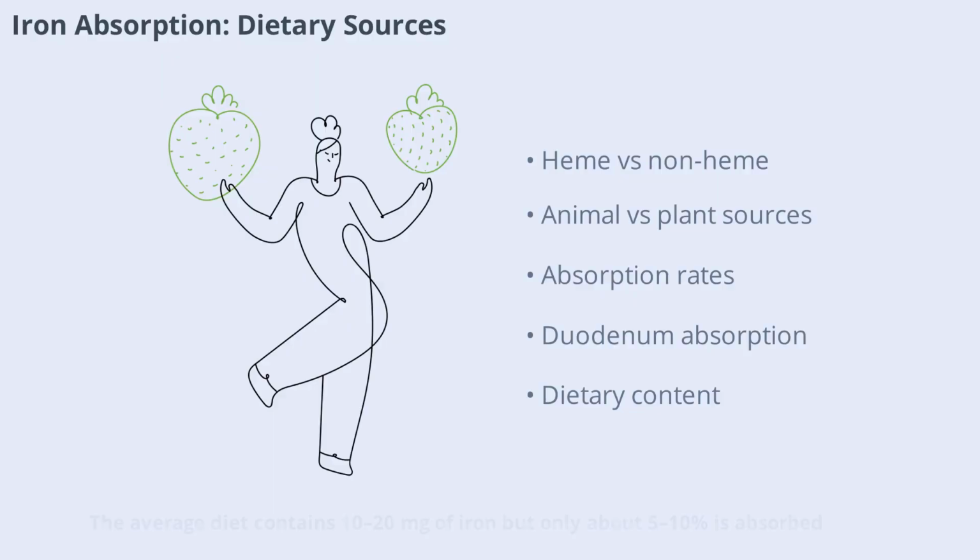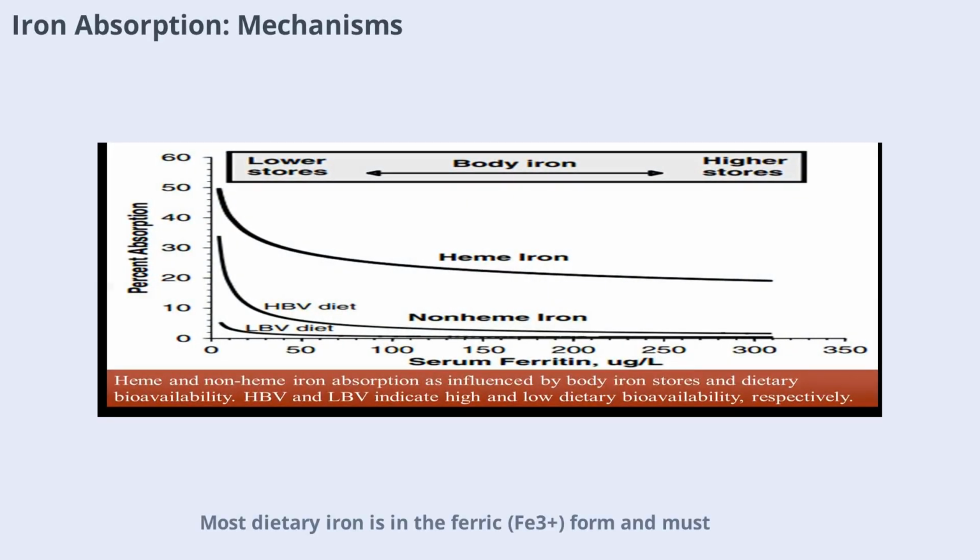The average diet contains 10–20 mg of iron, but only about 5–10% is absorbed, mainly in the duodenum and proximal jejunum. Most dietary iron is in the ferric Fe3+ form and must be reduced to ferrous Fe2+ by stomach acid and ferroreductase before absorption. Two transporters in intestinal mucosal cells handle iron. DMT1 carries Fe2+ into the cell, while ferroportin exports Fe3+ into the blood after oxidation. This process ensures efficient iron uptake and regulation.